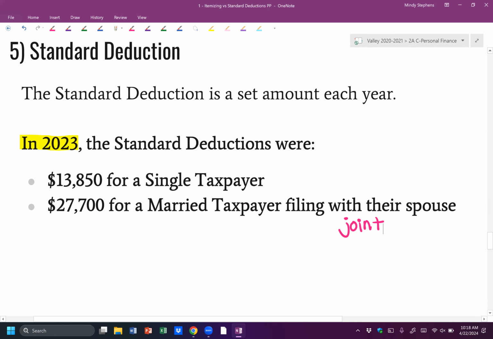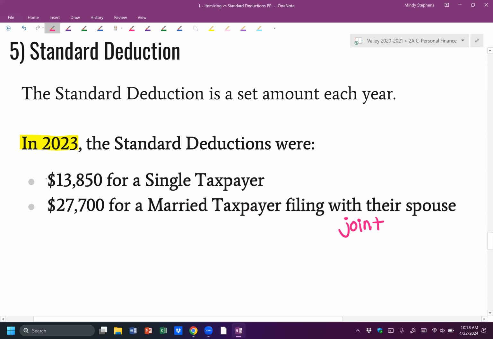So these numbers are what you use for standard. If you choose the standard deduction, it will be the same. Every year it changes, but for 2023, anyone that chose the standard deduction, this is what it would be. All of you filling out your taxes this year, there is a very small chance that you would not choose standard. Unless you had ridiculous medical expenses, you're going to be choosing a standard deduction for yourself.